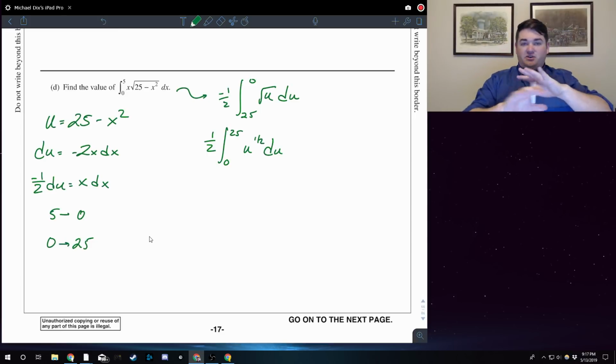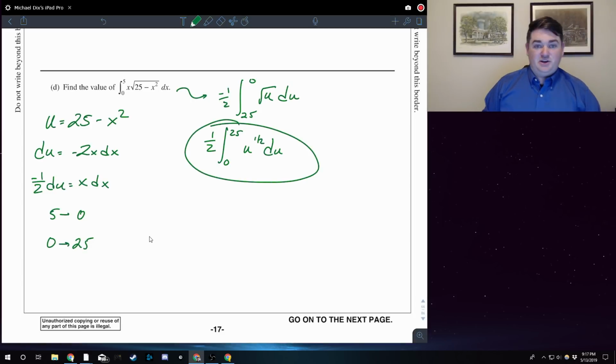Okay, I don't need to put my x's back in ever again. I'm going to be u's all the way. I'm going to get a number for my answer, so I don't need to worry about putting x's back into my problem. It's been substituted. This is my new problem.